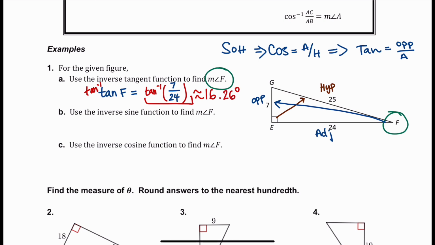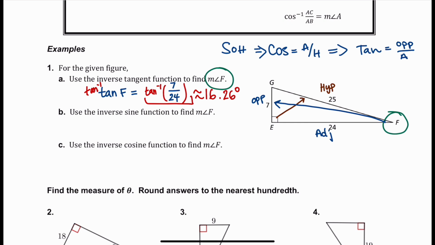Now make sure when you put it in your calculator, it is in degree mode and not radian mode, or you will get the wrong answer. If it's on your calculator or on your phone, it needs to be in degree mode, or it'll give you a completely different answer.